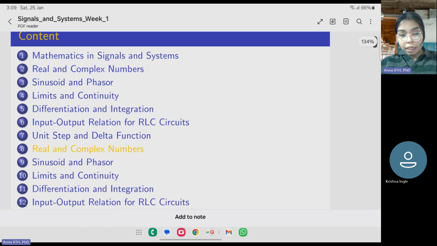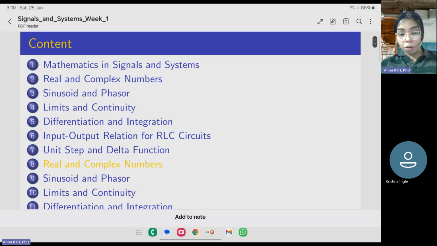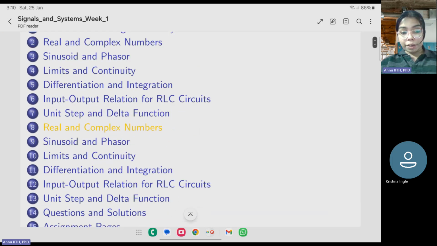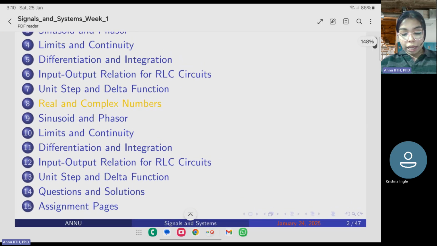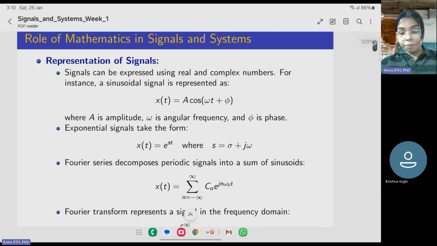The content for today's class will be how mathematics and signals and systems look, then real and complex numbers and sinusoids, limits and continuity. I think I have taken the same sort of things that are covered by the professor in the NPTEL class, but obviously the content will be different. In this class, I will teach you how to solve a particular problem. Then differentiation, integration, then input-output relation for some RLC circuits. I will go directly to the formula-based approach because I am here to teach you how to solve problems. Then unit step and delta function, then real and complex numbers again. Some of these are Python codes, and the other things are simply theory.